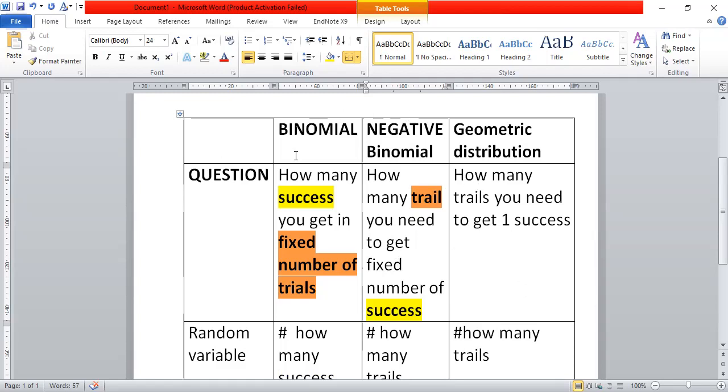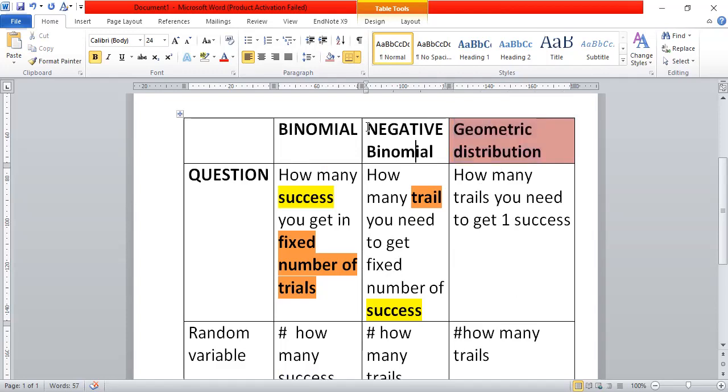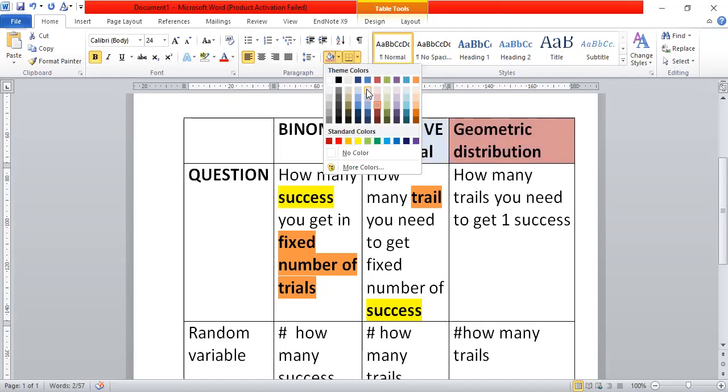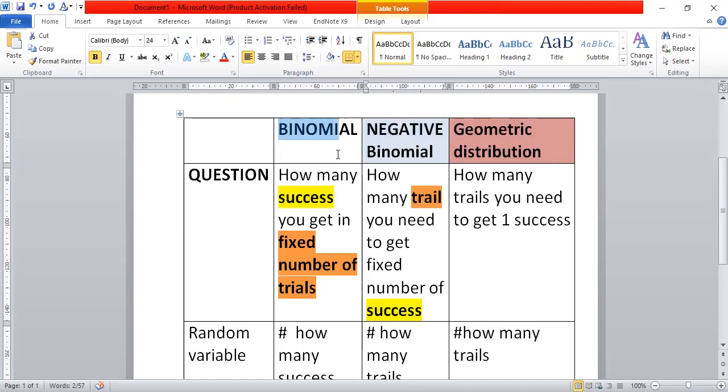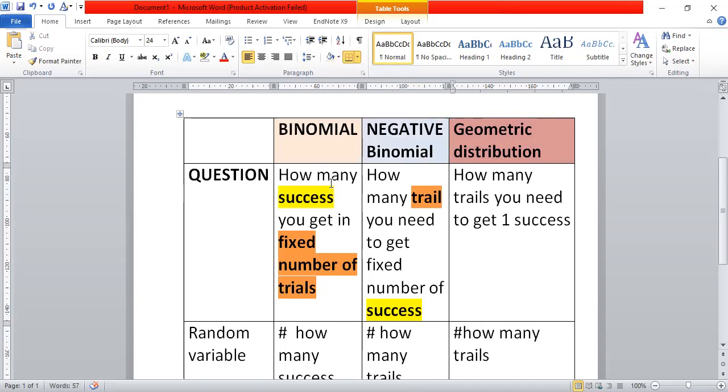Next, I move to the geometric distribution. I left this column behind so that I can give you a good explanation. The geometric distribution is a special case of the negative binomial distribution. As you can see, I move in a sequence: first the binomial distribution, then the negative binomial distribution, and then the geometric distribution. It is easy to memorize like this. The negative binomial distribution is the inverse of the binomial distribution, and the geometric distribution is the special case of the negative binomial distribution when your success is equal to 1.